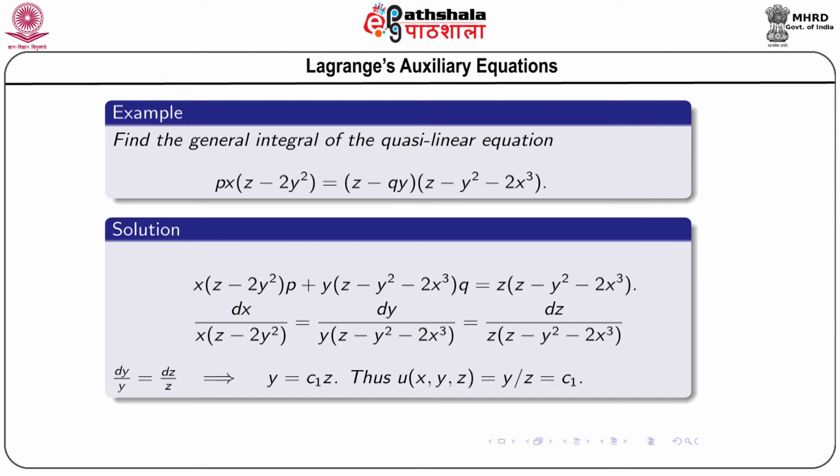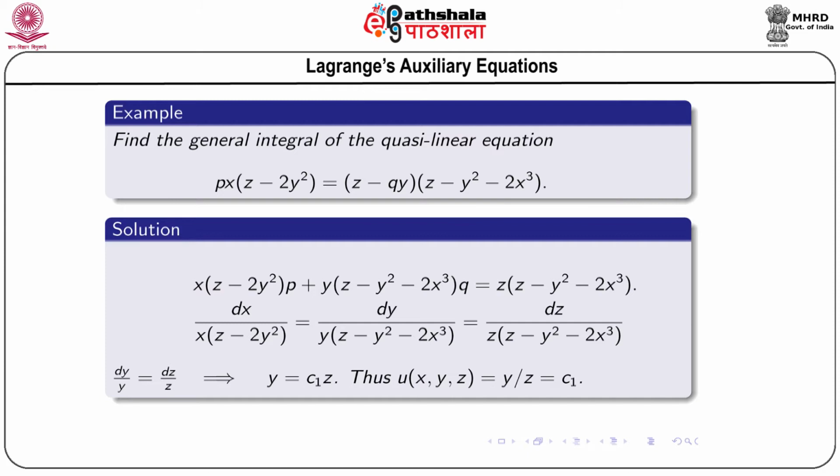Here capital P is the coefficient of small p. For this example, it is x into (z minus 2y squared), and capital Q is the coefficient of small q, which for this example is y into (z minus y squared minus 2x cubed), and capital R is z into (z minus y squared minus 2x cubed).